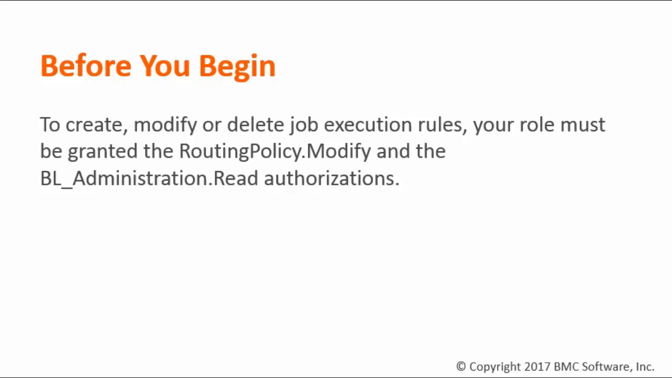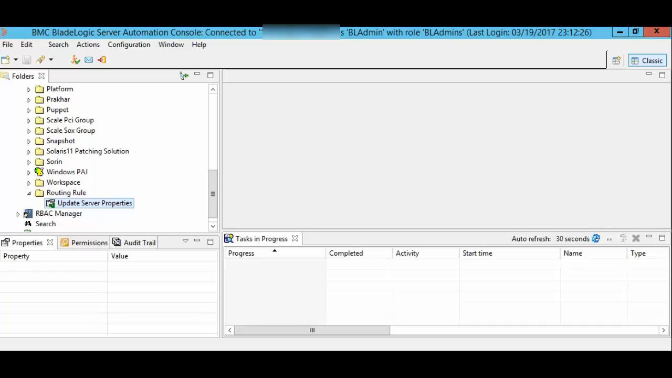Before you begin, the role should have the following authorizations: RoutingPolicy.modify and BLAdministration.read, to create, modify or delete the job execution rules. Let's begin with the demonstration on how to create a job routing rule. I am using BSA 8.9 for this demonstration.